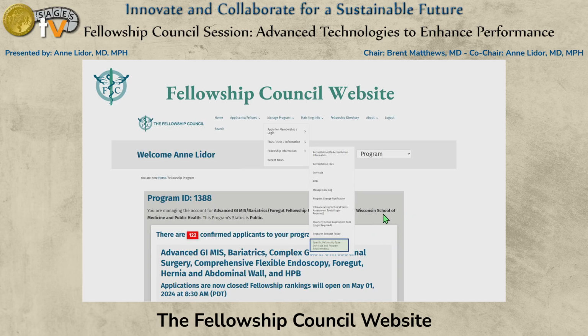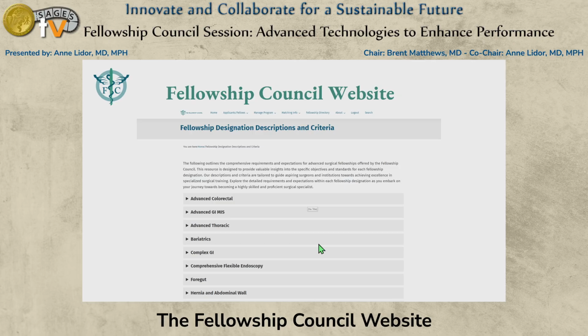Another thing you can look at is, let's say you want to see if you're meeting the criteria for the specific fellowship designation that you have. Again, you can click on fellowship type and curricula and program requirements, and then every different kind of fellowship will come up. You can click on it, and it'll give you exactly what you need for that. So I think that's very helpful. You just need to know where to look on the website, which sometimes can be a little bit tricky to navigate.